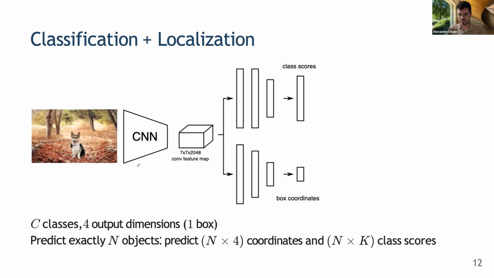So, to formalize, we have a set of C possible classes that we can choose between, and then we have 4 output values to dictate the position and size of this bounding box. This is going to predict a fixed number of objects. In this case, we're talking about one object. We can generalize to predicting multiple objects. We just have to change the number of coordinates we're predicting and the number of class values we're predicting.